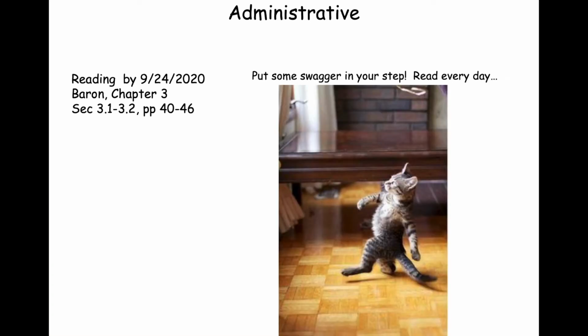But before we begin, there's new reading by the 24th of September, which is a week from today, being Thursday, in the third chapter of the main text, the Barron book, Probability and Statistics for Computer Scientists. The reading is section 3.1 to 3.2, pages 40 to 46. It's not a high page count, but you'll still need to invest about an hour each day in this class. So make sure, put some swagger in your step. Make sure you read every single day. Do a little bit each day to be successful in this course.